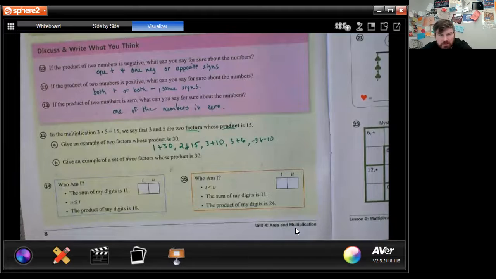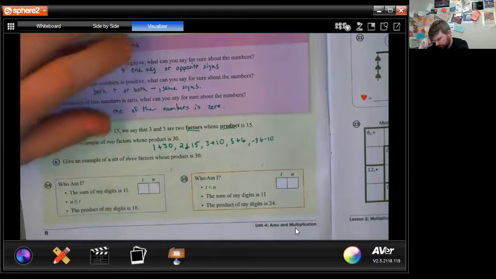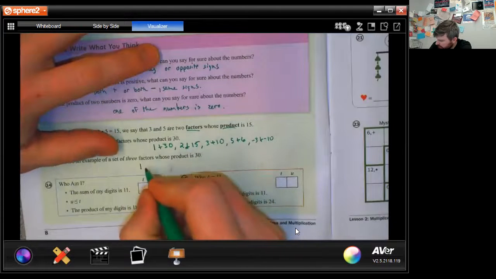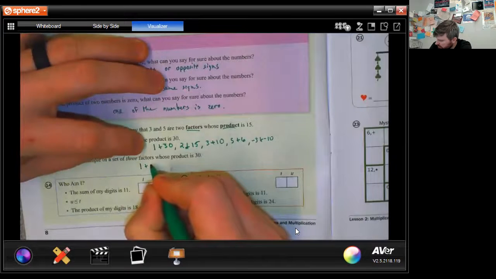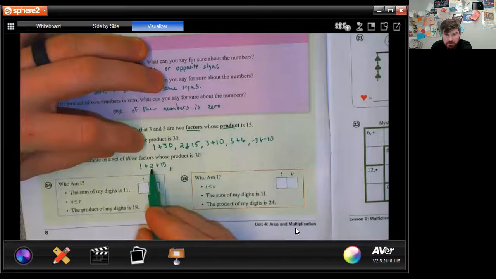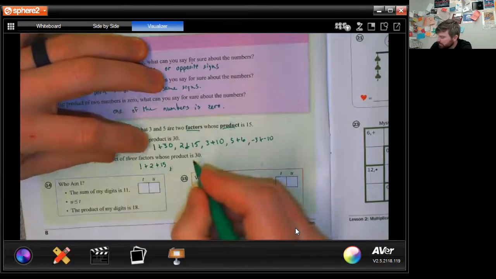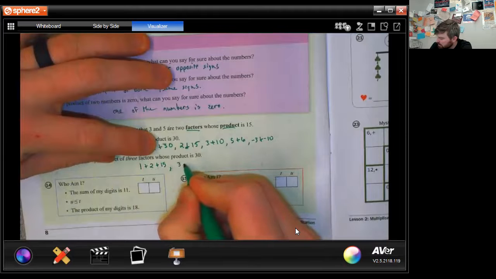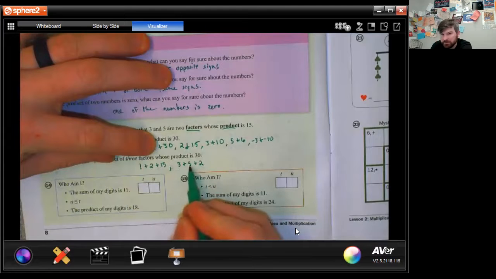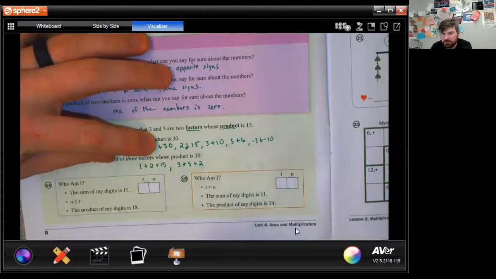Can you give an example of a set of 3 factors whose product is 30? So that's 3 numbers that when you multiply will give you 30. So for example, we'll do 2 of them here. If I take 1 and 2 and 15. So 1 times 2 is 2. 2 times 15 is 30. I could say 3 and 5 and 2. So 3 times 5 is 15. 15 times 2 is 30.